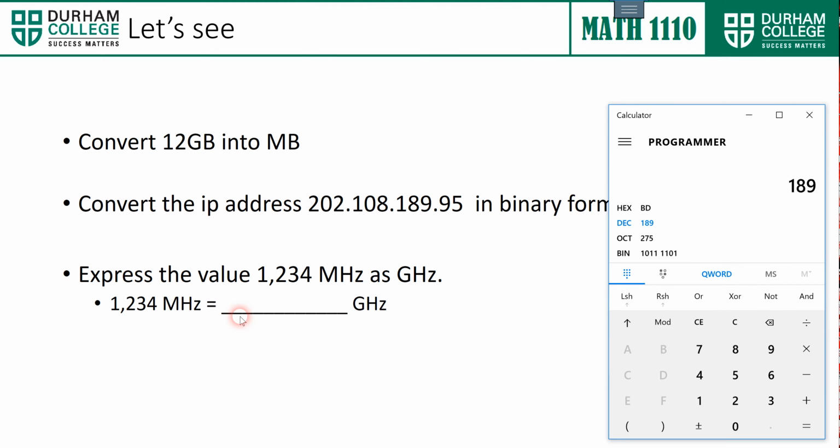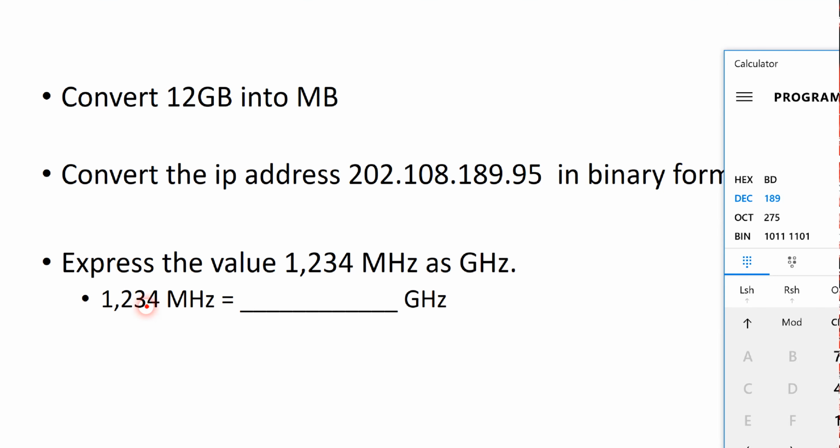So how will I convert it? All I have to do is take the decimal place. In any number, it's here, and I'm going to shift it 3 places to the left. So that's 1, that's 2, and that's 3. So it's going to become 1.234 gigahertz. It's as simple as that.